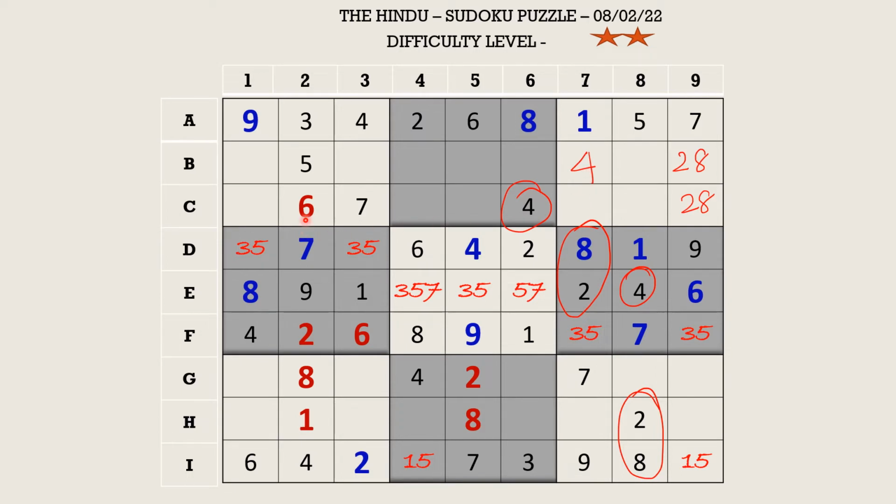There is a 6 in C row which blocks these two cells. So 6 goes here in B8. Now the missing numbers are 3 and 9. There is a 9 in column 7. So C7 takes 3 and C8 takes 9.